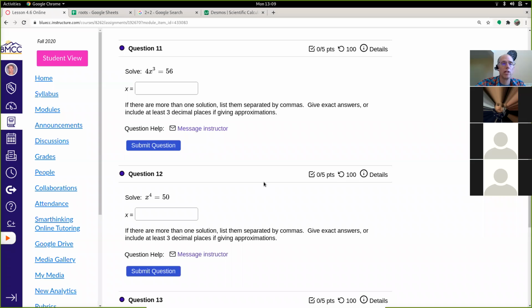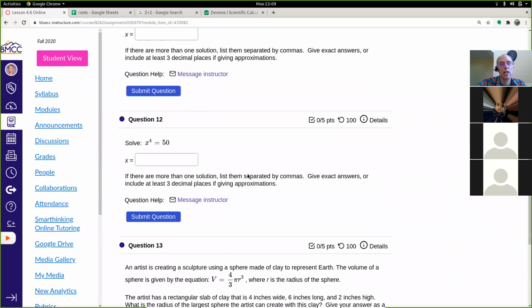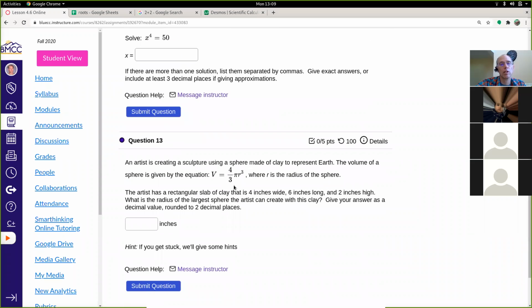Okay, so other roots. We're going to take a look at cube roots and square roots, and then we'll look at a more complicated problem where we take a look at a ball, a sphere.